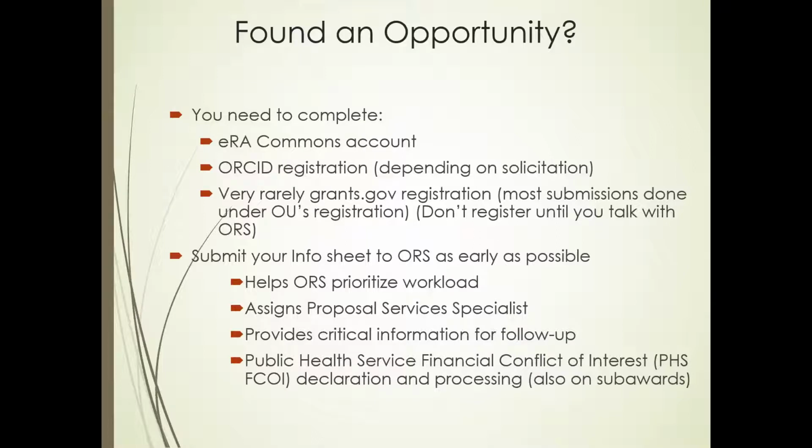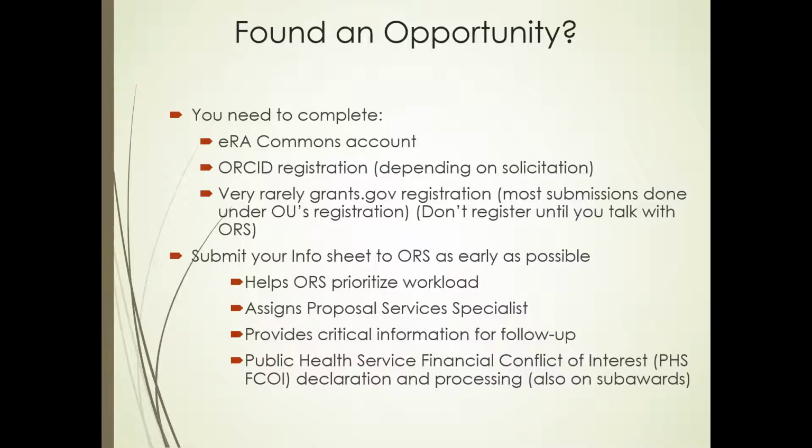So let's say you've been looking and you found something that you want to submit to and you haven't done a submission before. One of the first things that you need to do is establish an eRA Commons account. There's a link on the VPRP website under Research Services, Proposal Submission Information, where you can obtain the eRA Commons account. You may need to obtain an ORCID registration. That depends on the solicitation, and I'll talk a little bit more about that before we conclude.